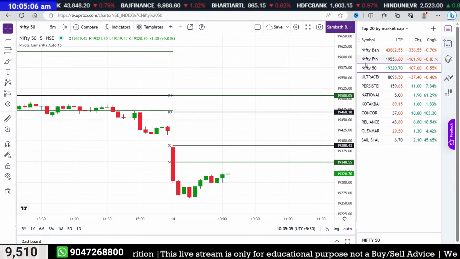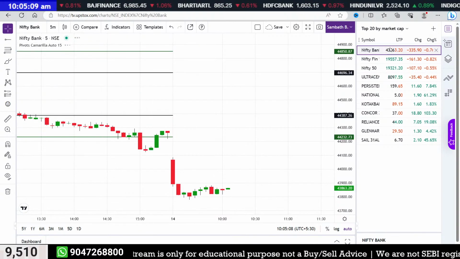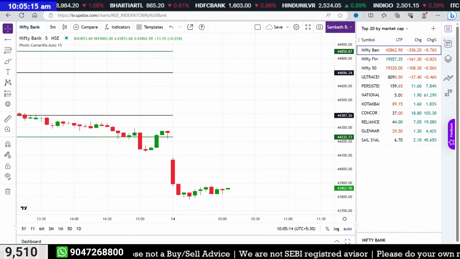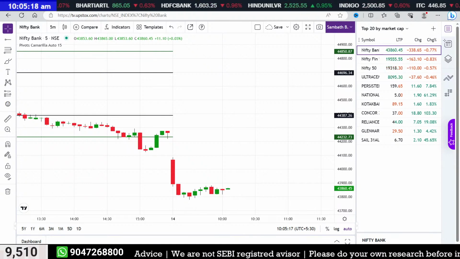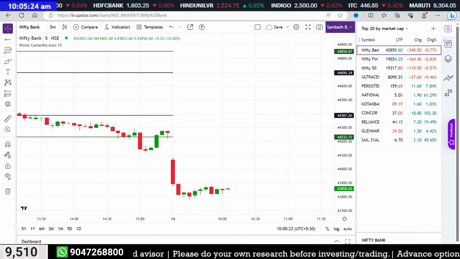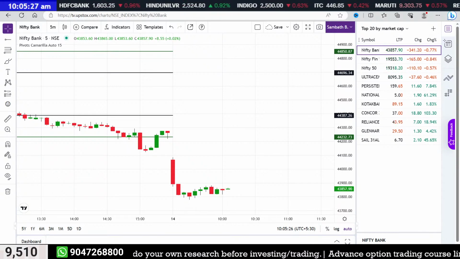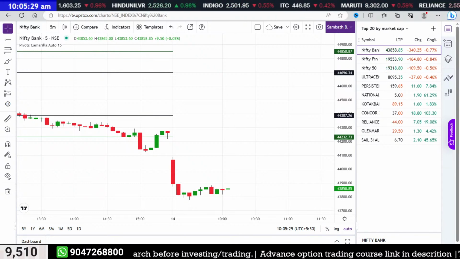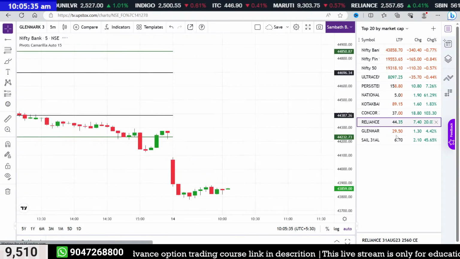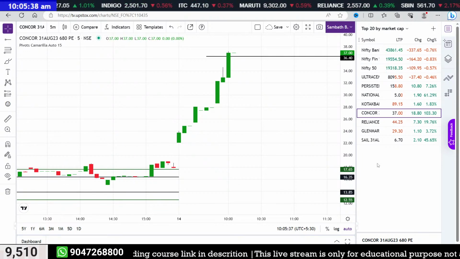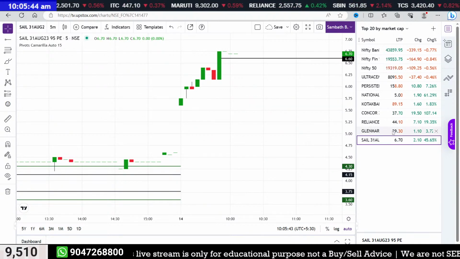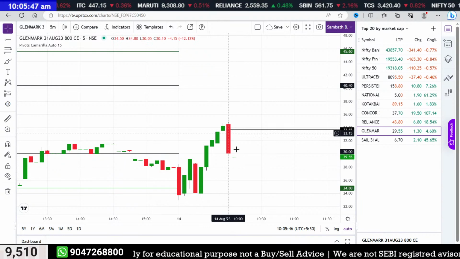Is there any chance for R4, S4 to cross above? No. Maybe one stock which we find out is Concor. In SAIL we are looking for, but still it's not triggered. In Glenmark, what's happening? 29, 33 to 29.